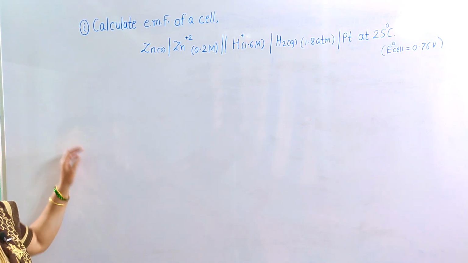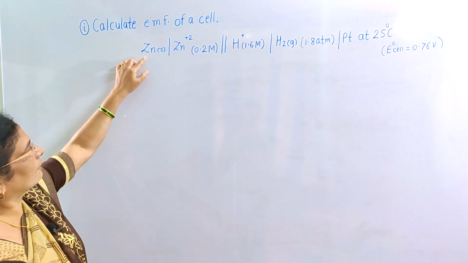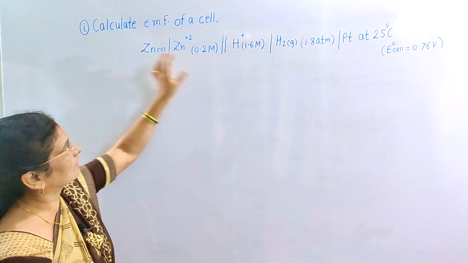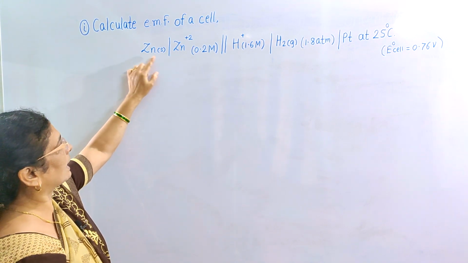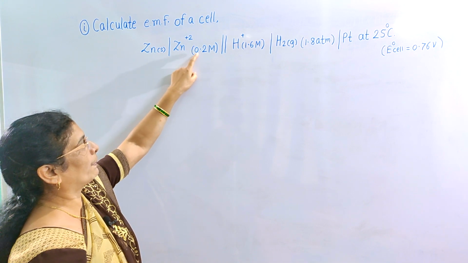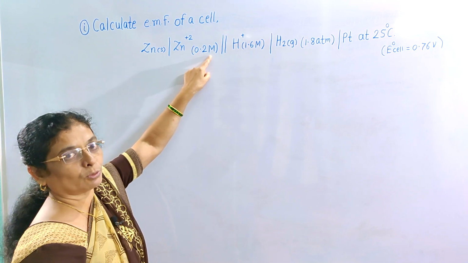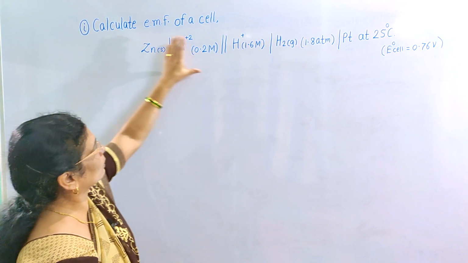See this first problem here. Calculate the EMF of a cell. The representation of the cell is given, and you have to calculate the EMF of the cell. What is this cell? Zn solid, single vertical line, Zn plus 2, 0.2 molar is the concentration of Zn plus 2 ions. That is, a zinc electrode is there.